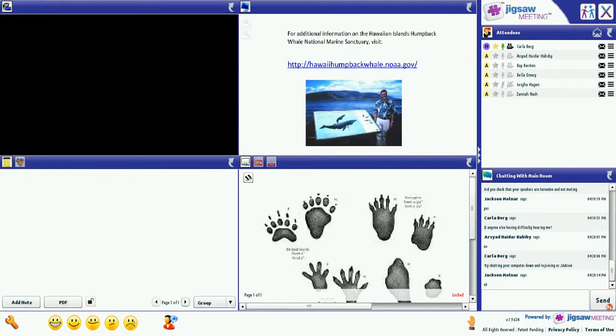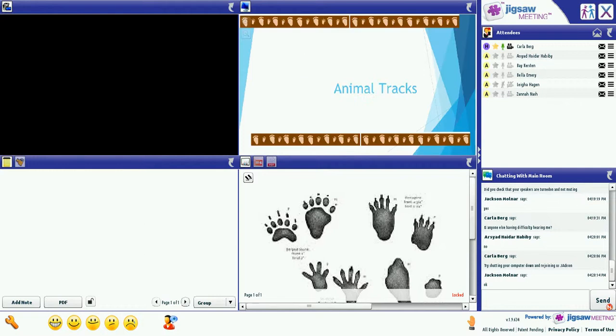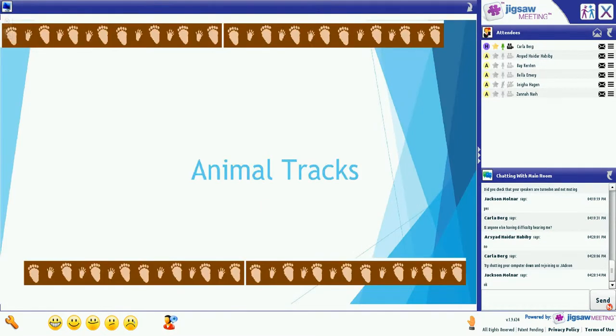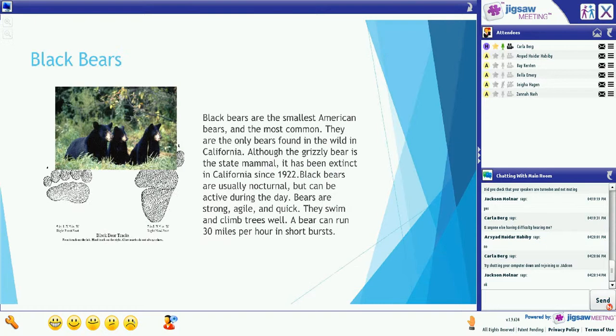All right, well, we're going to take a look at some tracks that you may find. And I'm going to need some volunteers to read, if you guys are interested. So here we have animal tracks. The first animal I put up here is a black bear. There's a picture of a black bear up at the top, and then there are pictures of their front and back paws on the bottom. Would anyone like to read this? Xana, your hand was up first, so go right ahead.